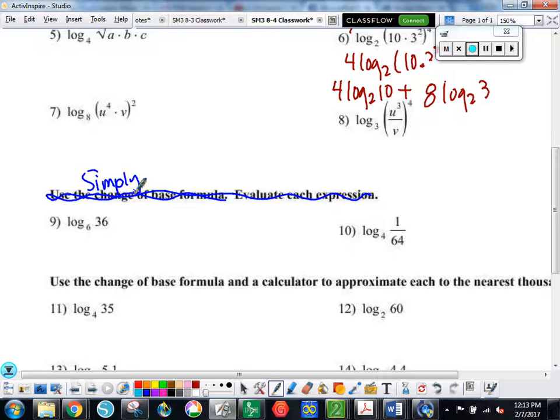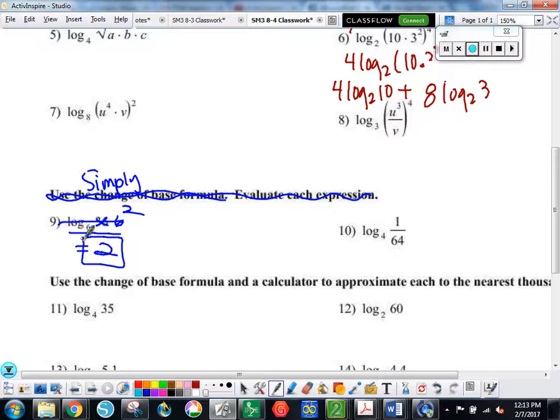What about log base 6 of 36? The squares. So we first change this so that the base is 6, so that these eventually will cancel. So log base 6 of 6 cancels. And what are we left with? 2. What about number 10?